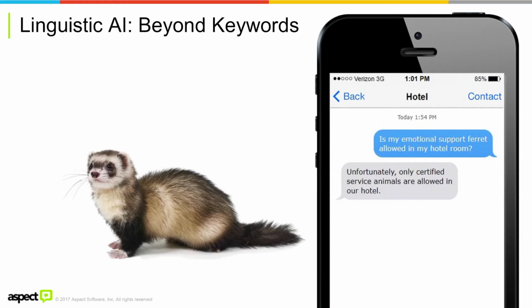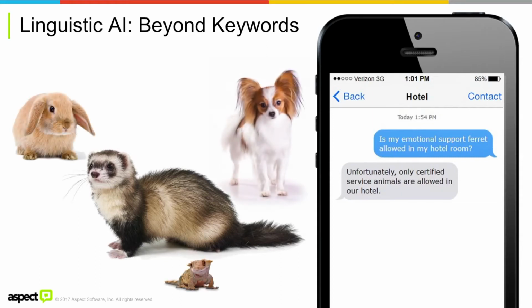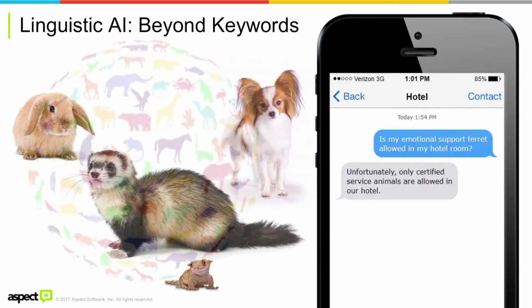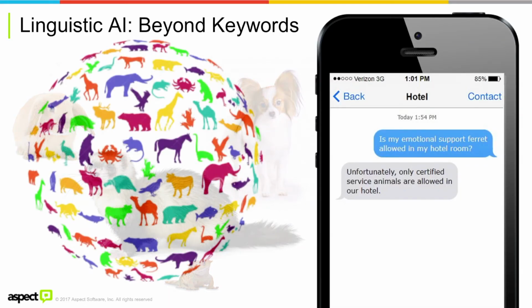Now, we don't want to have to train our AI that a question about a gecko, or a ferret, or a dog, or a bunny rabbit, we don't want to have to train all of those examples so the AI knows that this is about animals. What we want is to have the AI already have this world knowledge that there are thousands of animals in the world.